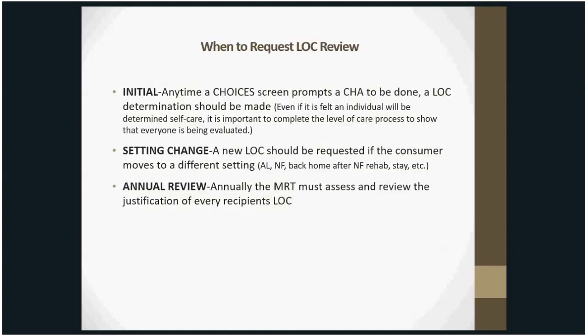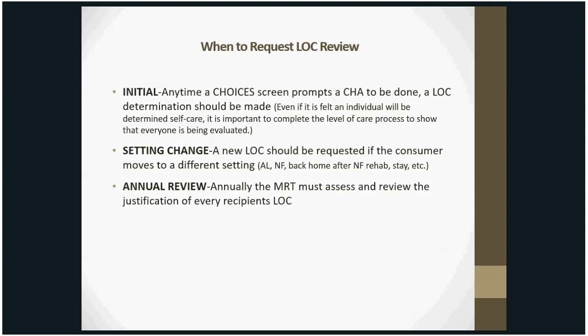So when do you request a level of care review? Well, of course, anytime an initial request is made, anytime a choice is screened, prompts a CHA to be done, a level of care determination should be made. And even if it's felt that the individual will be determined self-care, it's still important to complete the level of care process to show that everyone's being evaluated.